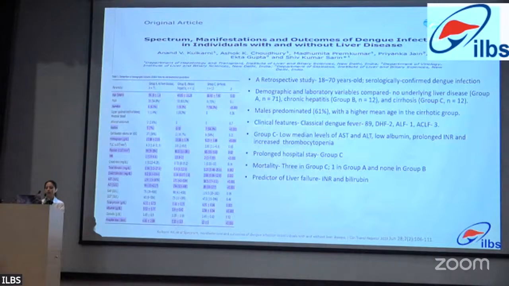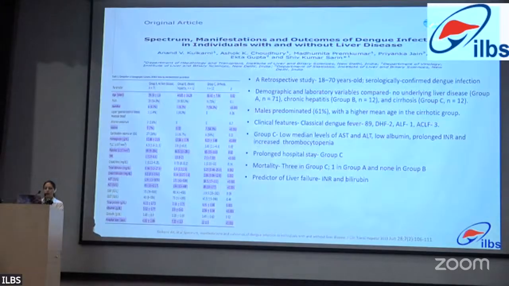Fever was universally present in all the patients. Jaundice was present in 58% of the patients only in Group C, and 8.3% of patients in Group A and Group B. Similarly, there were a greater number of Group C patients with ascites as compared to Group A and Group B.